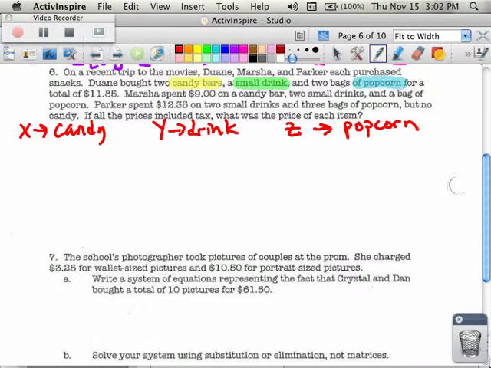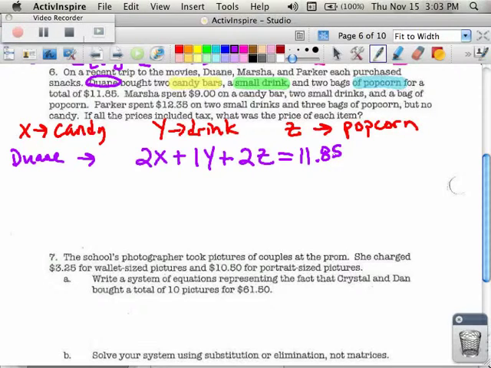So, let's say for example, I'm talking about Dwayne. Dwayne, when he purchased things, so here's Dwayne. If I look at Dwayne, he purchased 2 candy bars, and he purchased 1 small drink, and he purchased 2 bags of popcorn, and his total came out to $11.85.